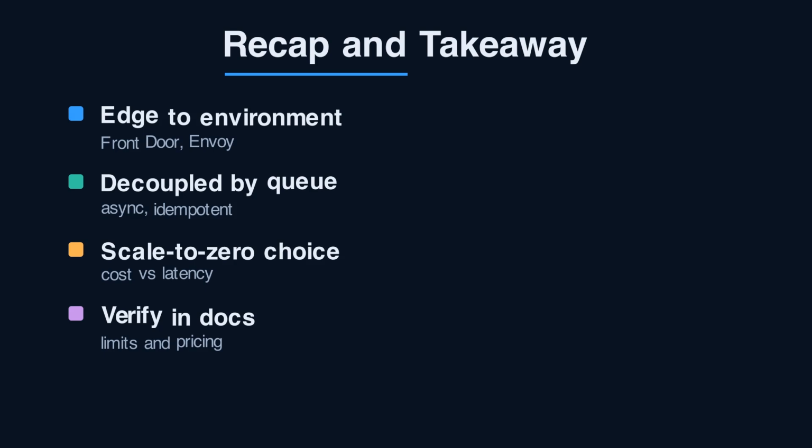Your one concrete takeaway: decide the cold start question first. If your API is latency sensitive and user-facing, set minimum replicas to 1. If it's bursty or a background worker, let it scale to 0 and bank the savings. Everything else on this diagram follows from that one decision. And always confirm current limits and pricing in the Azure docs before committing.